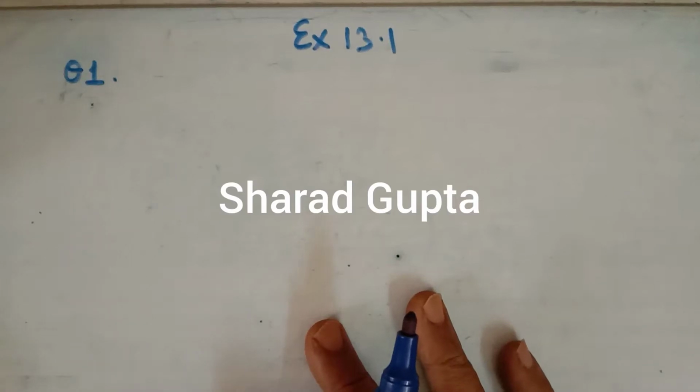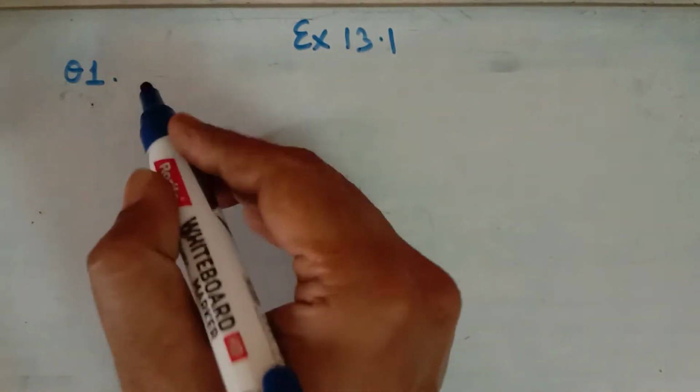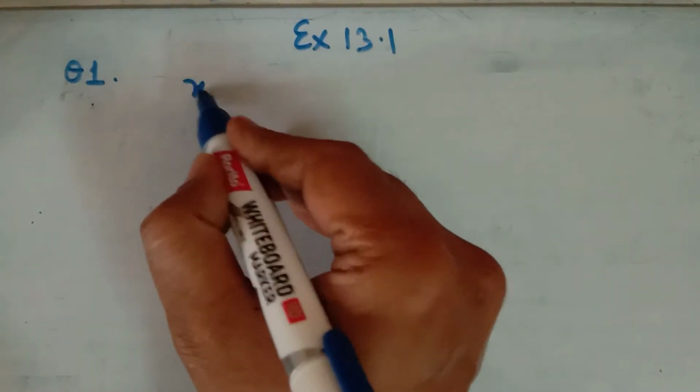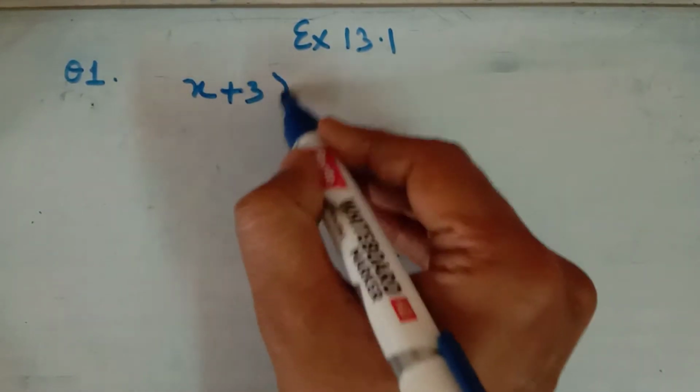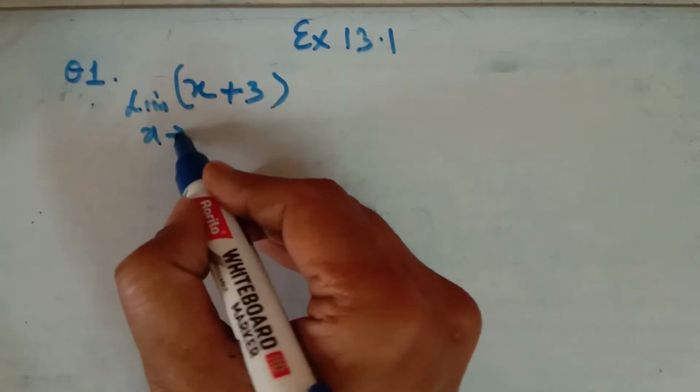Hello, this is lecture number 3 for the chapter Limits and Derivatives. In the previous two lectures we have discussed the basics of limits and some standard limits. Let us start with exercise 13.1. In the first question we have the function x plus 3, limit x goes to 3.